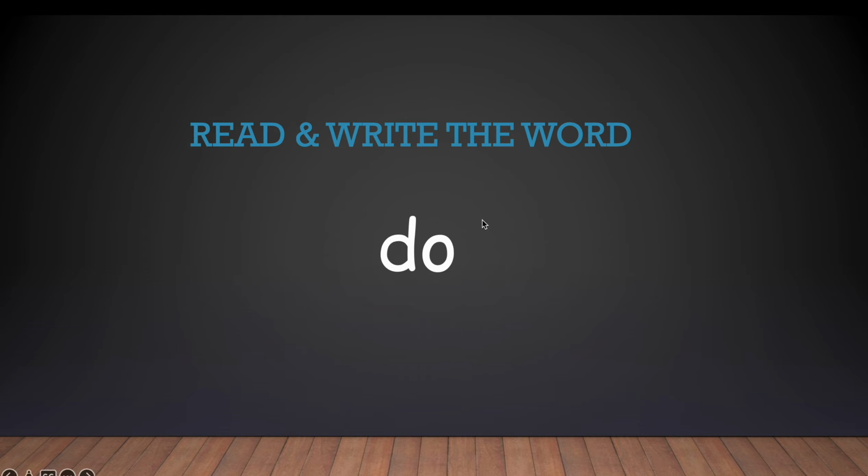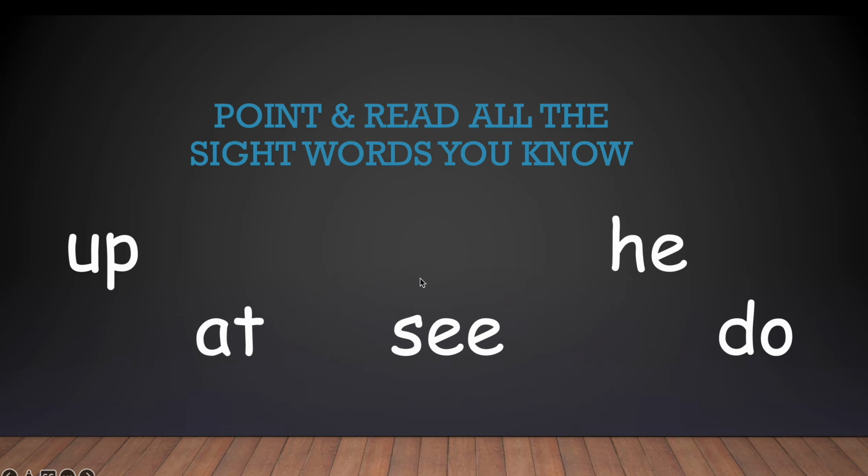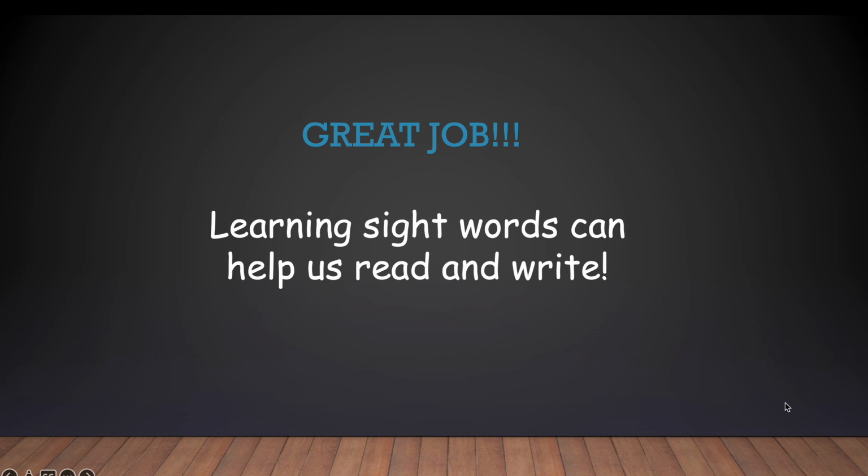Let's get ready to read and write the word do. Start with D. Make your circle first, then come back at the top and make a straight line down, and then write your letter O. Let's read it. Do. Let's point and read all the sight words you know. Ready? Up, at, see, he, do. Great job. And boys and girls, we know that learning sight words can help us read and write.